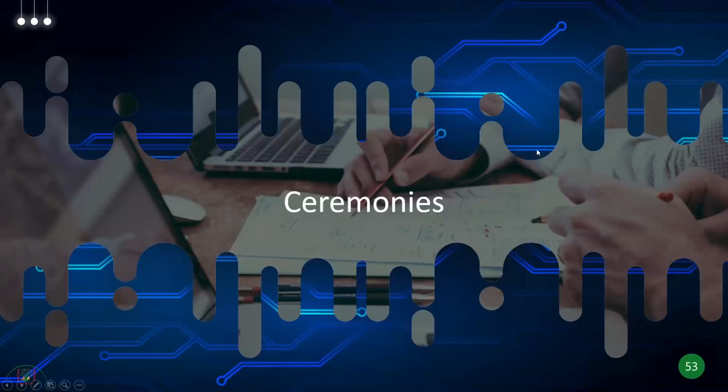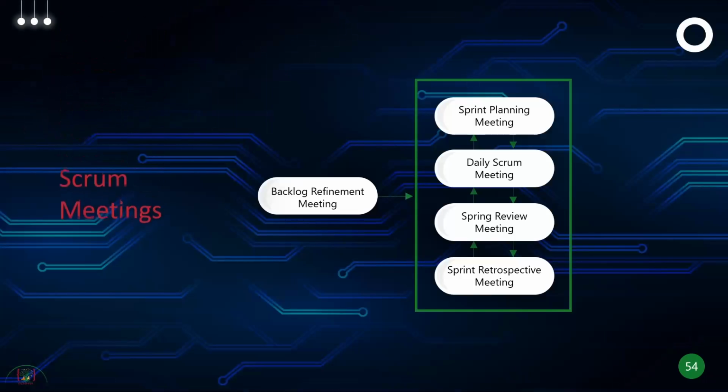Right, so let's start with Scrum ceremonies. The main Scrum ceremony that happens right before the start of a sprint is the backlog refinement. By backlog refinement, I mean it's the product backlog refinement that the product owner is going to do. So basically, prioritize the product backlog.